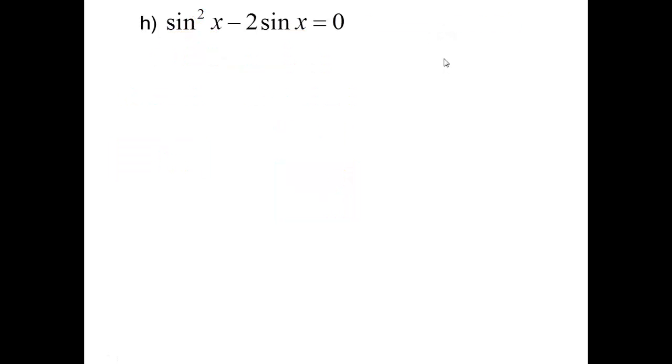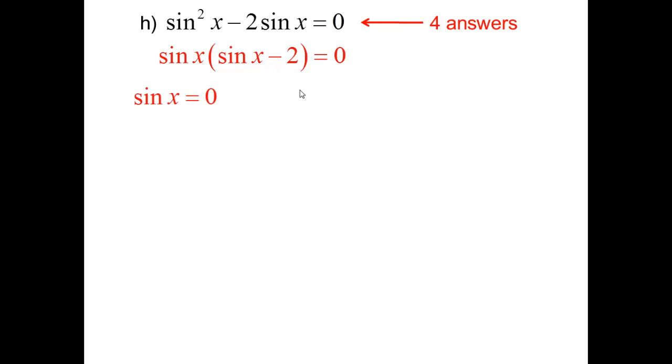All right, why don't you go ahead and give this one a try. Just like before, we've got sine squared and sine, multiple degrees of the same trig function, so we know we have to factor out. In this case, we'll factor out a sine. Also it's a quadratic, so we expect at most 4 answers. So when I factor out a sine, I get sine of x and sine of x minus 2. Set each factor equal to 0. On the left side, we already know the answers are 0 and pi.